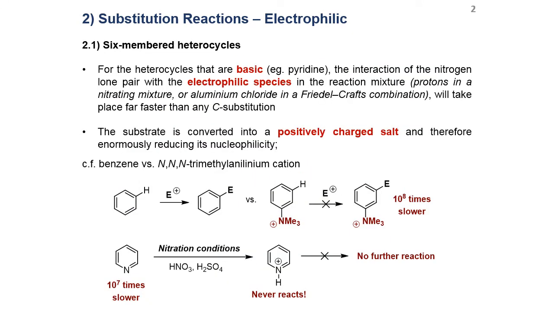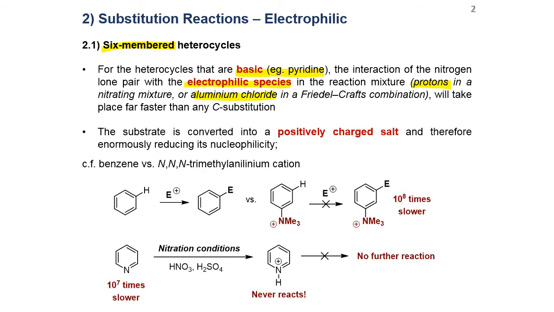There are two types of heterocycles that we will focus on in this course, which is 5-membered and 6-membered ring. So if you have a look at the 6-membered ring first, this species usually contains some kind of basic nitrogen species. For example, pyridine has a nitrogen that contains lone pair that can interact with electrophile in the reaction mixtures. For example, protons in nitrating mixture or aluminum chloride in Friedel-Crafts combination.